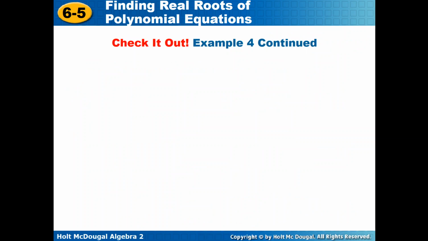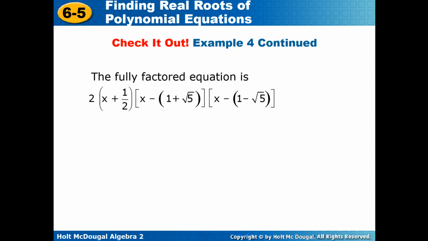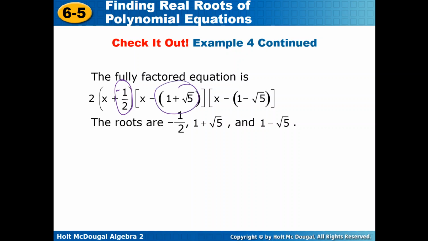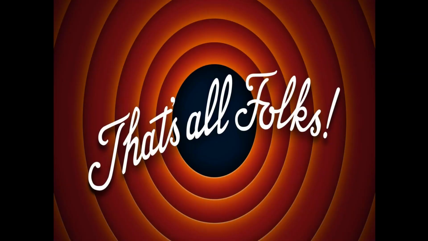So what that tells me then is that the fully factored equation is going to be 2 times x plus 1/2 times x minus 1 plus square root of 5 times x minus 1 minus the square root of 5. I might have said that wrong. So our roots are -1/2, and that's actually negative because it's the opposite of what's in here. All right. And then we have 1 plus square root of 5, and we also have 1 minus square root of 5.